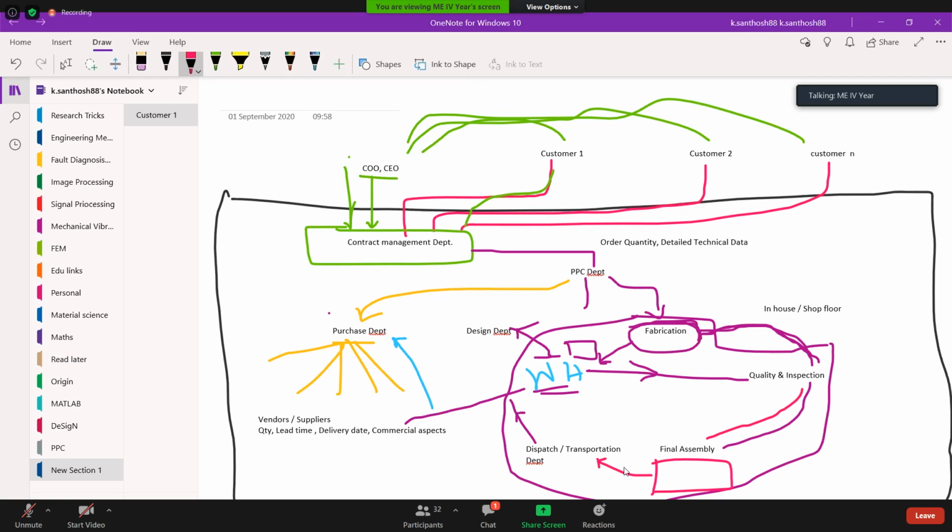If it is not keeping the center of gravity exactly, it may fall down, it may bend to the other side. That's why all these calculations they will do in the dispatch and transportation department. So this is how the complete organization will run. Now I will take you to MRP, how this MRP will run in an organization.